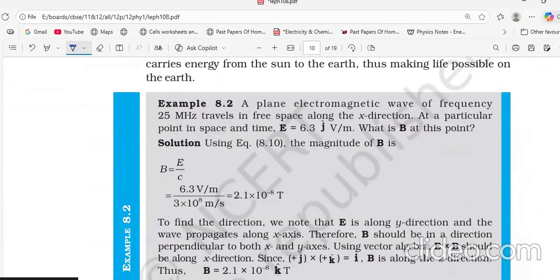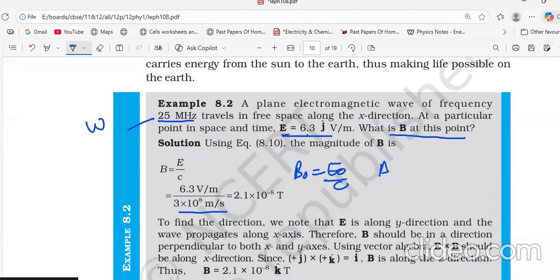A plane electromagnetic wave of frequency 25 is traveling in free space, and at a particular point E is equal to j. What is B at this point? So this is given. So B is E by c, like B naught is equal to E naught by c, and B is also equal to E by c. So this is 6.3 over 3 point something.